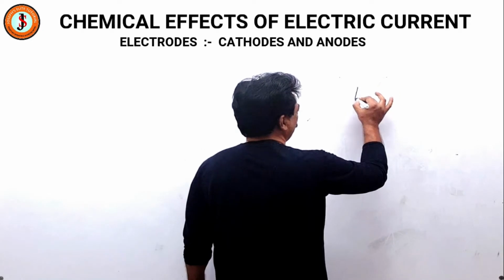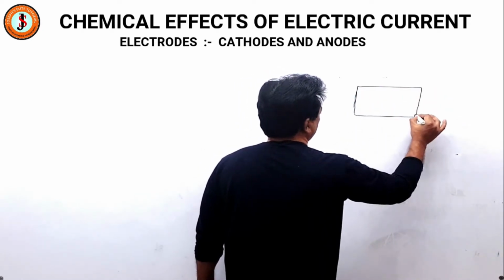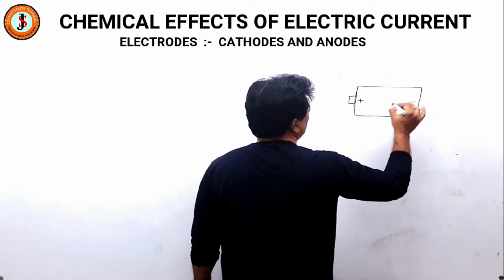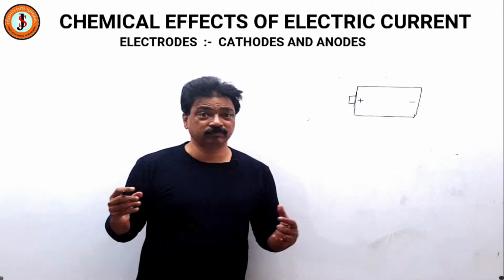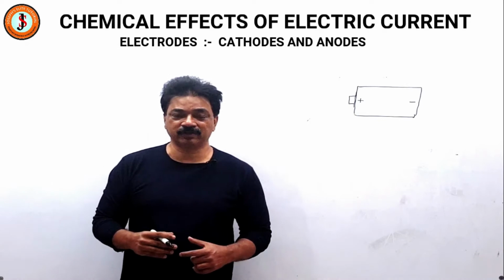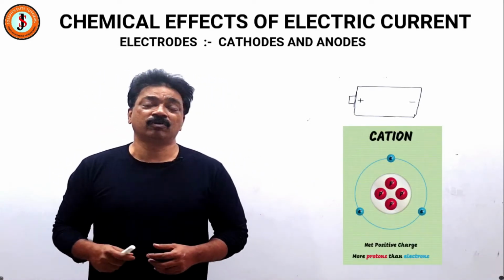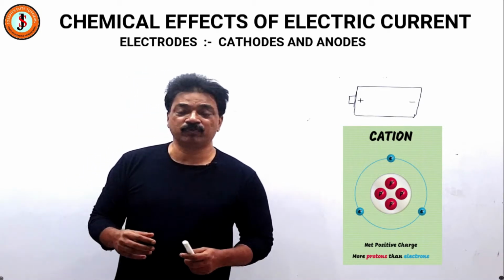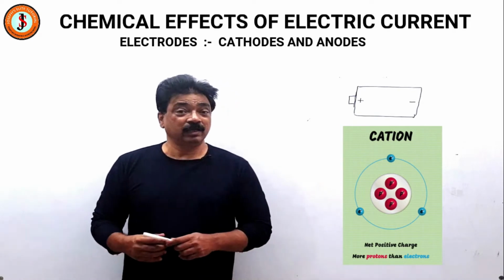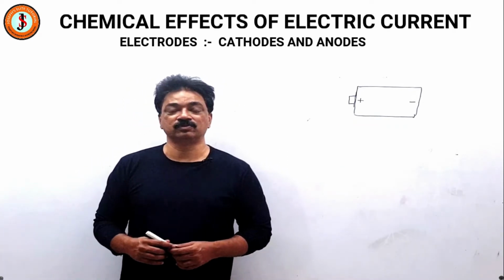When you have a look at a cell, you will see a positive sign and a negative sign. So there are two terminals in a cell. The positive terminal is devoid of electrons. As you know, positively charged bodies have less electrons and more protons. That means they have lost electrons. And negatively charged bodies have more electrons, and they have gained electrons.